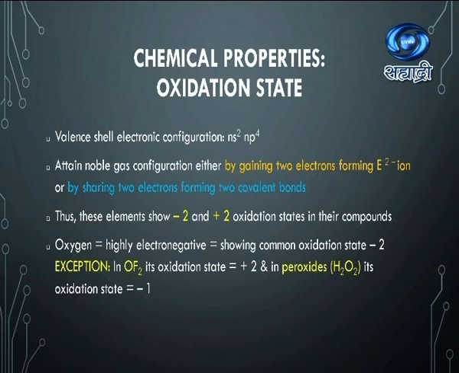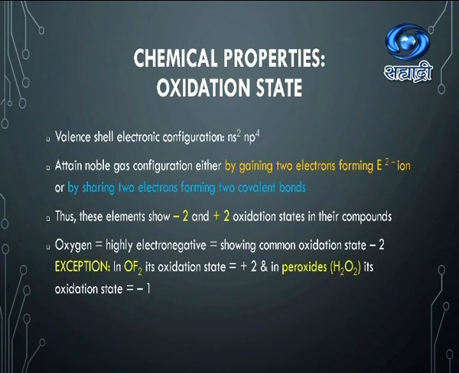So either there is a formation of 2 covalent bonds or by gaining 2 electrons forming E2- ion. Thus, these elements show -2 and +2 oxidation states in their compounds. Now let us consider oxygen first. It is highly electronegative and it shows common oxidation state as -2.